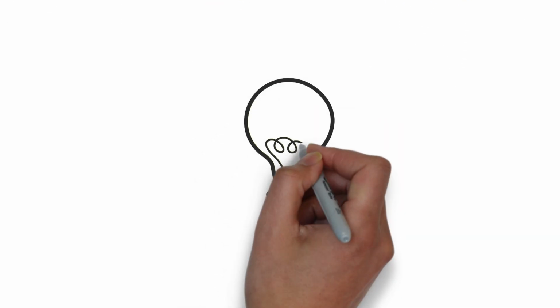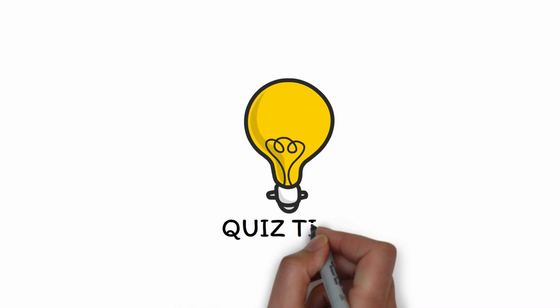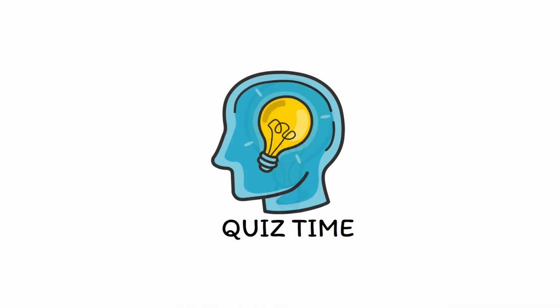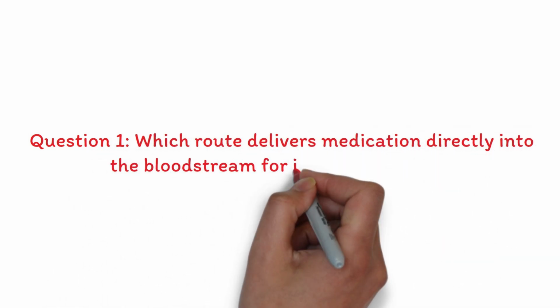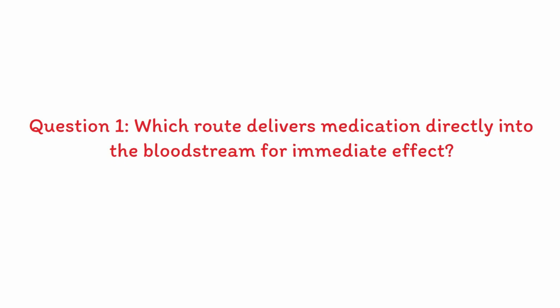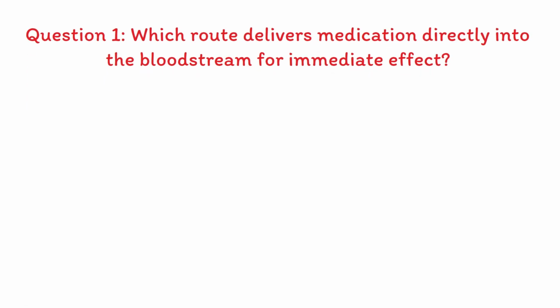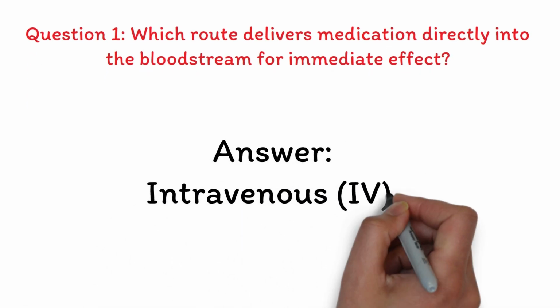Let's see what you've learned. I'll ask a few questions and you'll have a few seconds to think before I reveal the answer. Question 1. Which route delivers medication directly into the bloodstream for immediate effect? Answer: intravenous, IV.